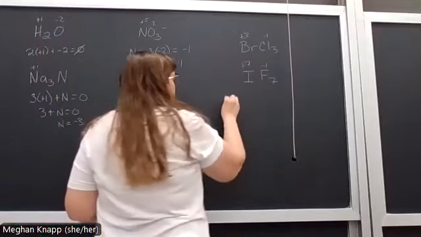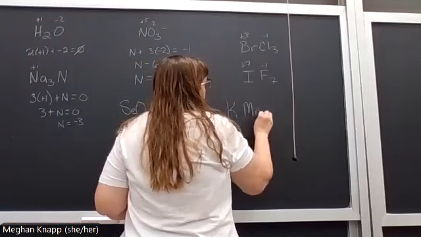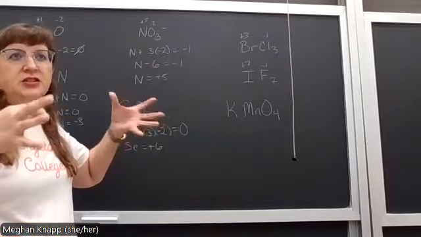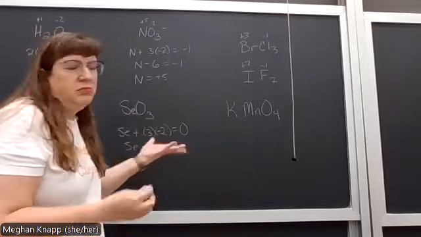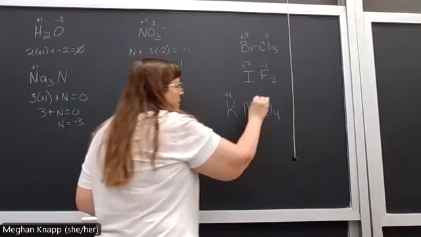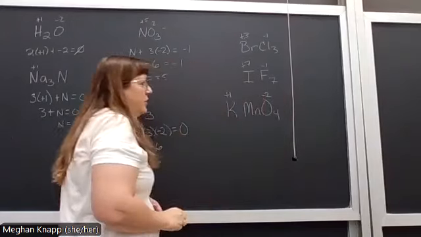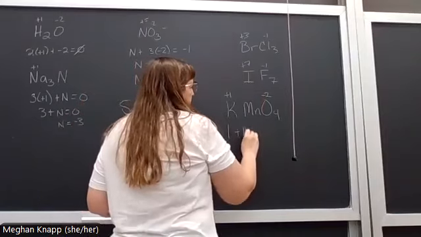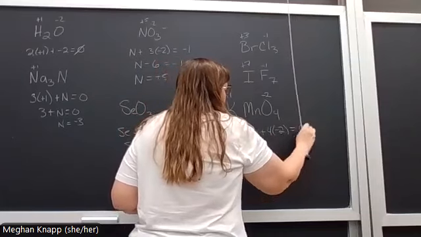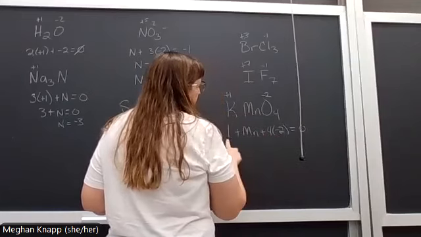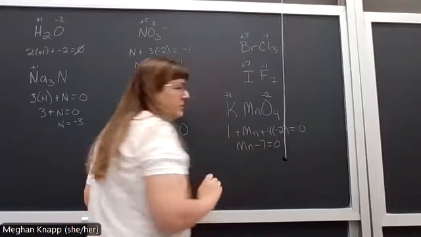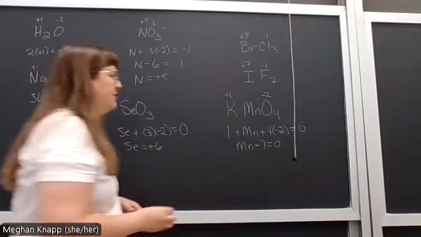So what about KMnO4? Now we've got 3 elements. And generally, if you recognize an ion, you can separate the ions and do them separately. It works out the same way, but we can do it this way too. So potassium's in group 1. That's +1. Oxygen, we said, would be -2. So we have 1 plus manganese plus 4 times -2 is equal to 0. So this is -8 and 1. Manganese - 7 equals 0. What's manganese? +7.